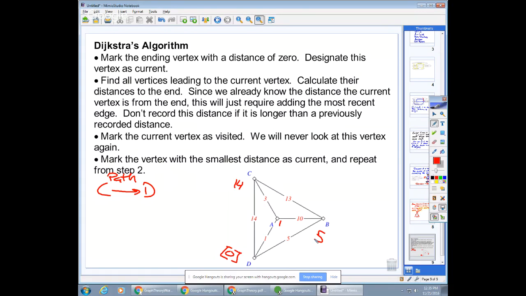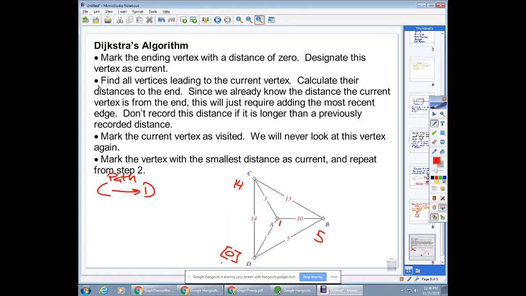So I mark the ending vertex with a 0, that's my D there. And then the second line says find all vertices leading to the current vertex, D is my current vertex, calculate the distances to their ends. So from D to C, I calculate a 14. From D to A, I calculate a 1. From D to B, I calculate a 5. Right?